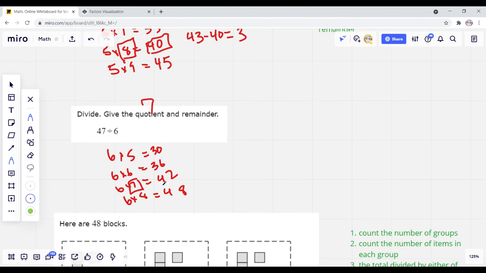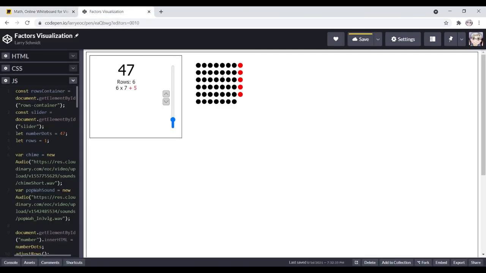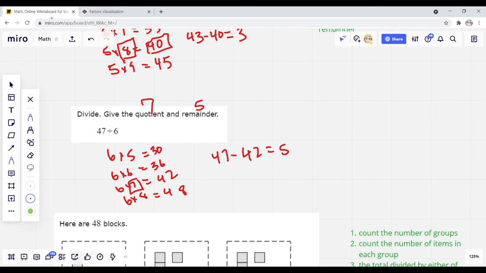And the remainder then is going to be 47 minus 42. Our 6 times 7 adds up to 42, and then we subtract to find the difference there, and we get 5. So our remainder is 5, and that's just what we saw in the visualization, 7 in each of these rows, and then a remainder of 5. So that is a little bit of work using an alternate method to find the quotient and the remainder of a division problem.